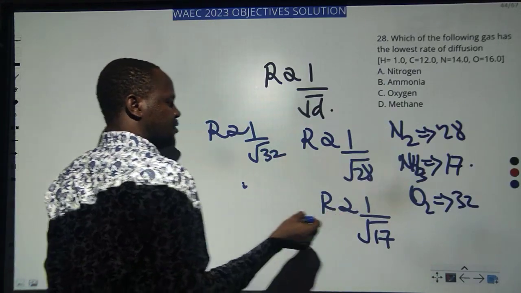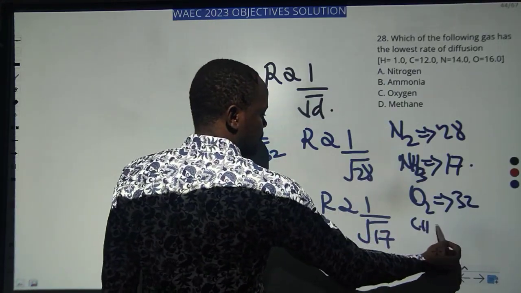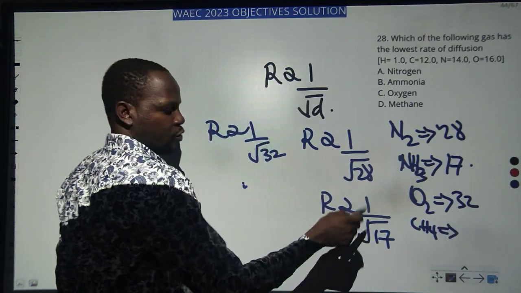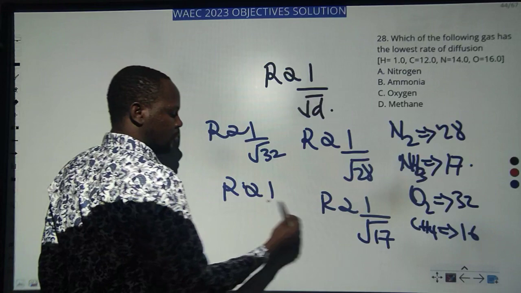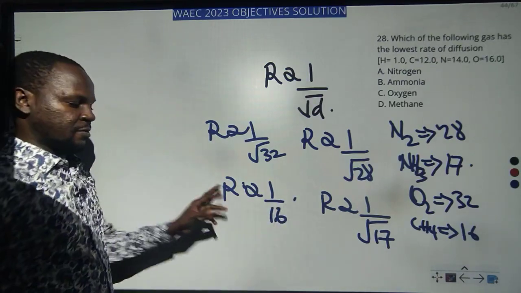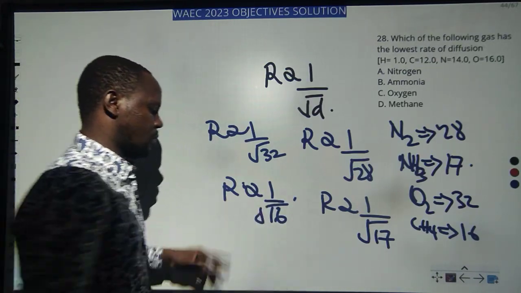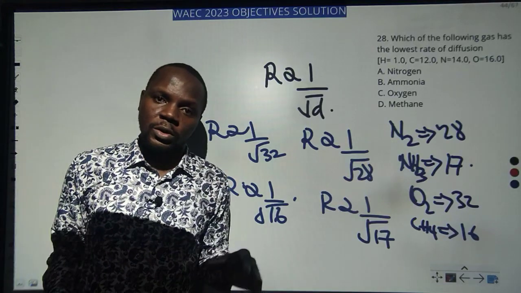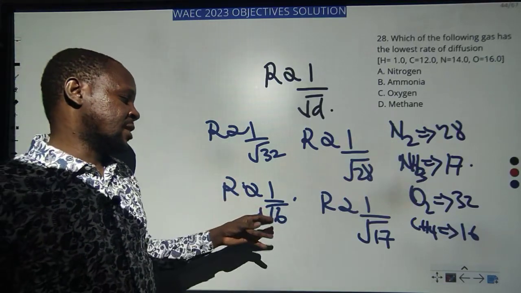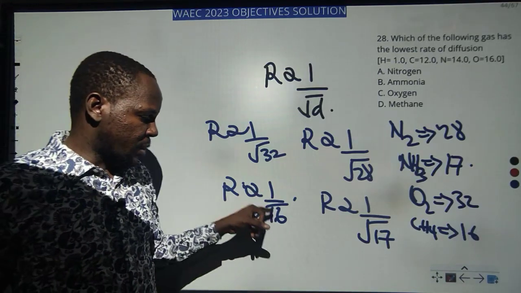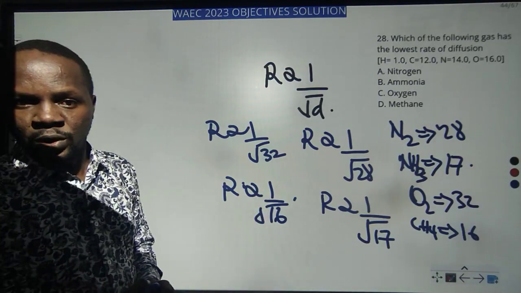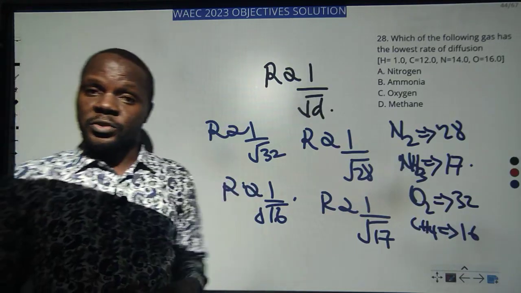The last one is methane, CH4. That's 16. 12 plus 4 is 16. The next one is square root of 16. Remember this is an inverse relationship. So what we are trying to do, dear students, is to make sure we know that the one that has the highest rate will be the one that has the lowest value here, and we take the square root. So we don't even need to do this. I'm just trying to show you.